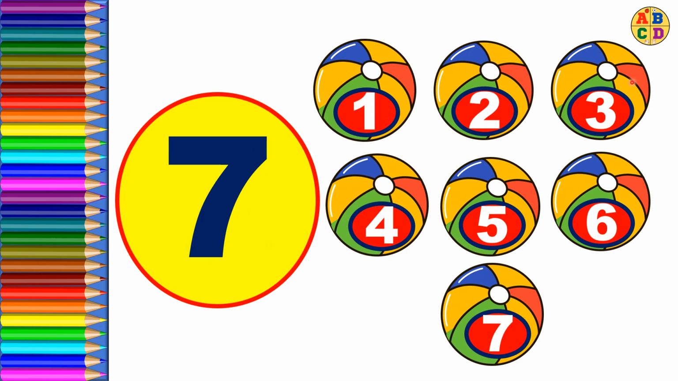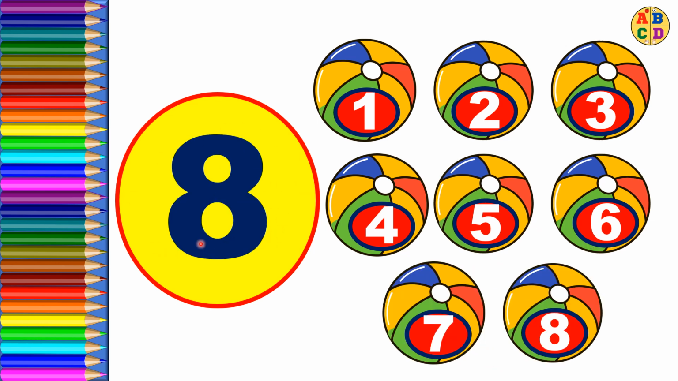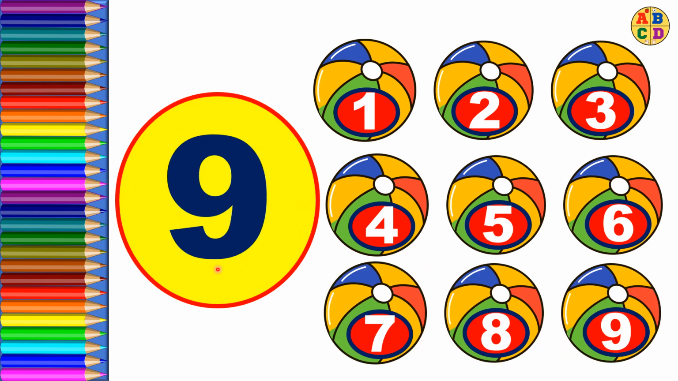One, 2, 3, 4, 5, 6 and 7. Seven colorful balls. Next, 8. One, 2, 3, 4, 5, 6, 7, 8. Eight colorful balls. Next, 9. One, 2, 3, 4, 5, 6, 7, 8 and 9.